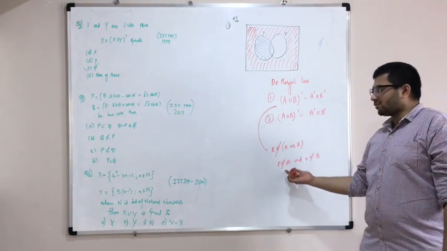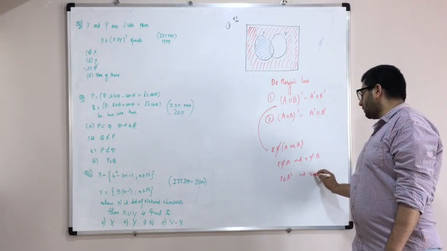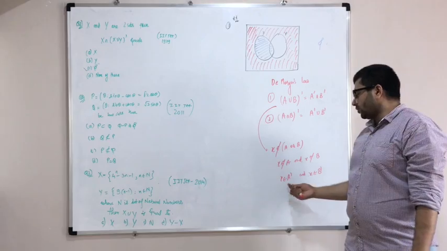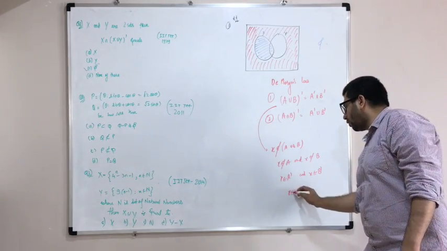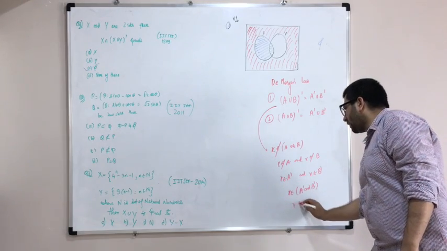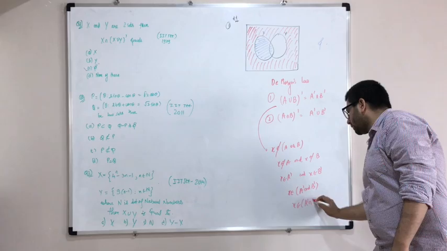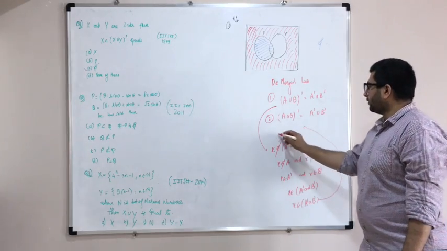Correct? So X does not belong to A. So can I say that X belongs to A complement and X belongs to B complement? So if X belongs to A complement and X belongs to B complement, can I say that X will belong to A complement and B complement? That is nothing but X belonging to A complement intersection B complement. So this is what we are starting the question from here.